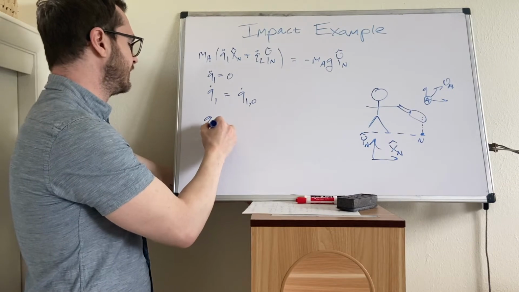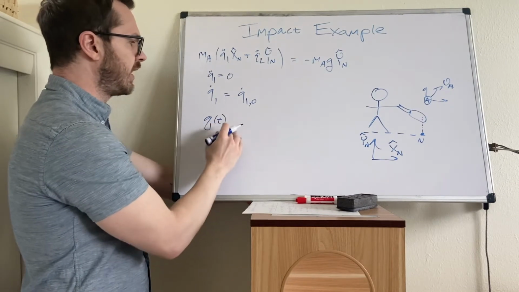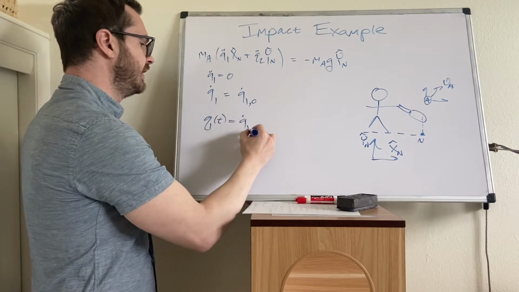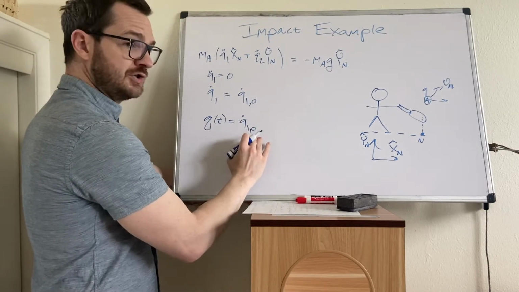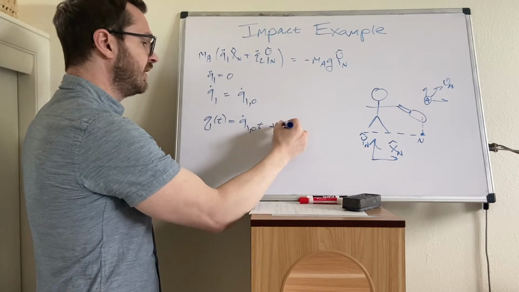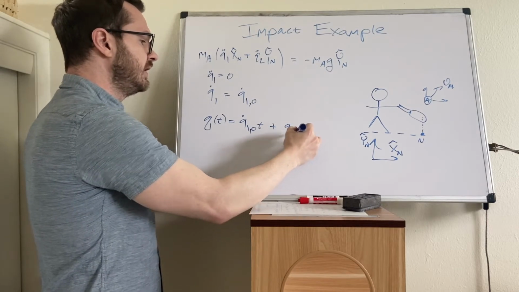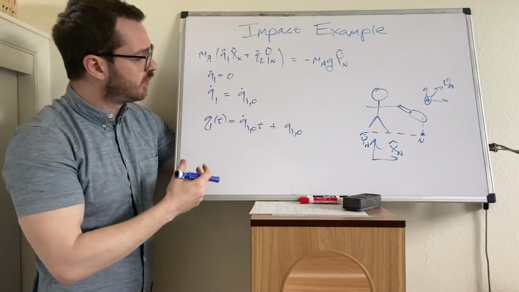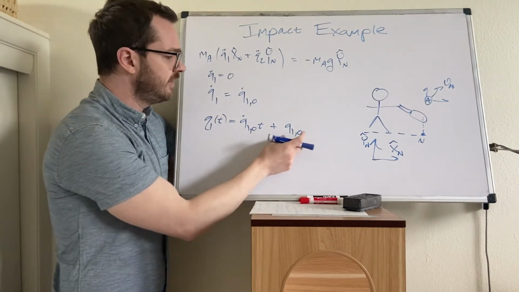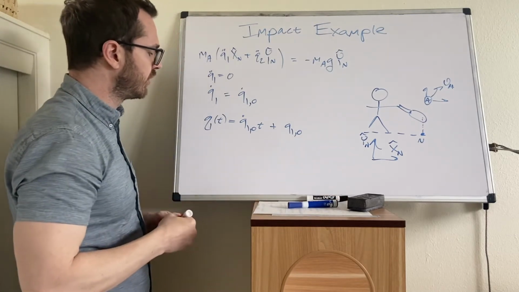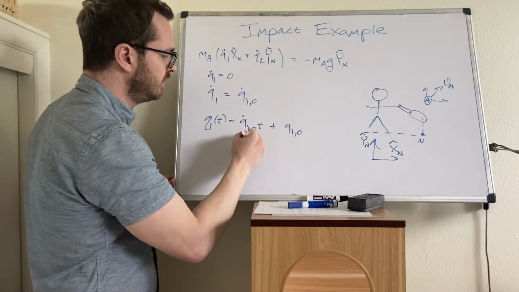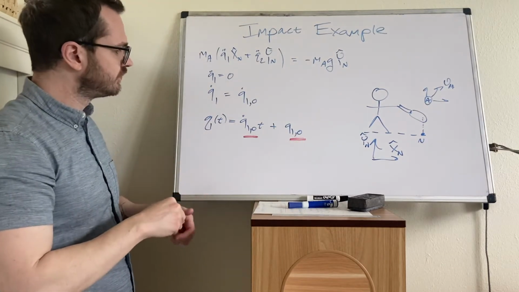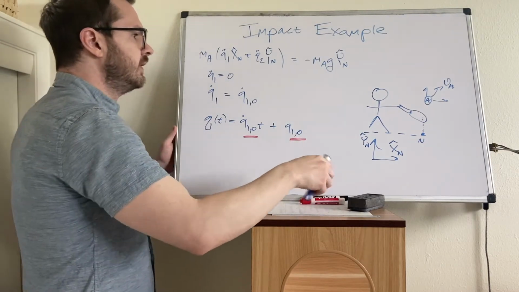We'll get q1 now, and I'll write it as a function of time. This is q1 dot initial multiplied by time plus q1 initial. Okay, and remember, we're saying that in this problem, these quantities are both known. So we're going to assume that both of these values are inputs. Next.